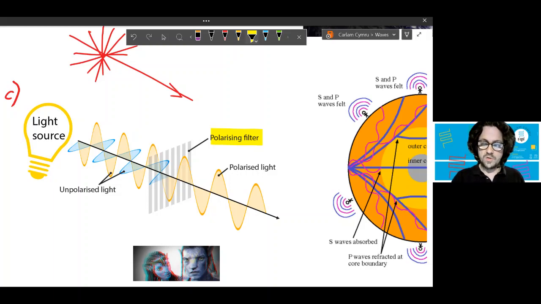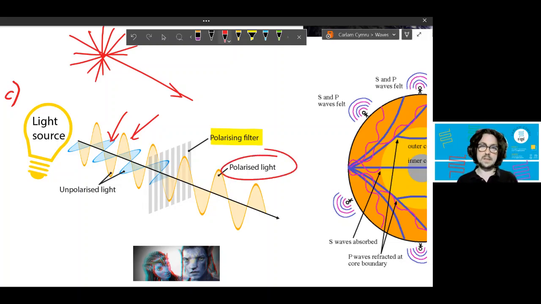So you can see here, you've just got two waves in this example here. You've got the blue oscillations and you've got the vertical orange oscillations. And of course, it's only the vertical orange oscillations that pass through that filter. And now what we have is polarized light. And we define polarized light or a polarized wave as a wave which is only oscillating in one direction or maybe one plane.